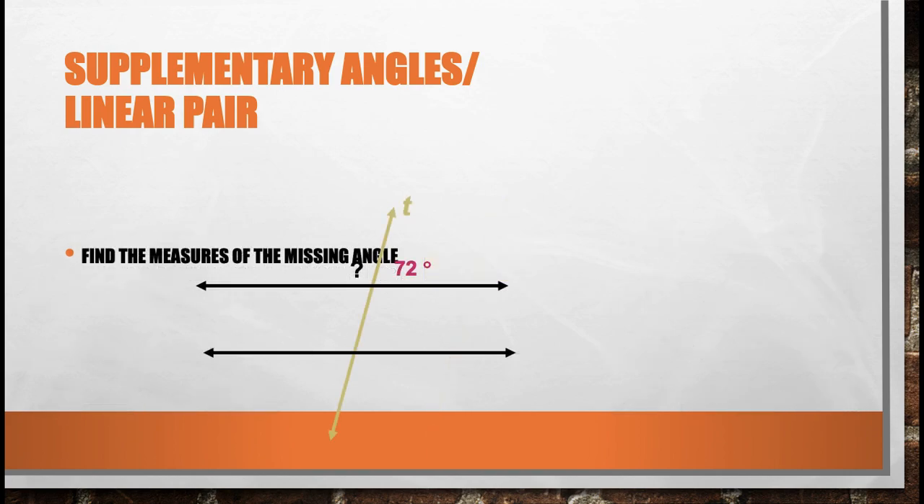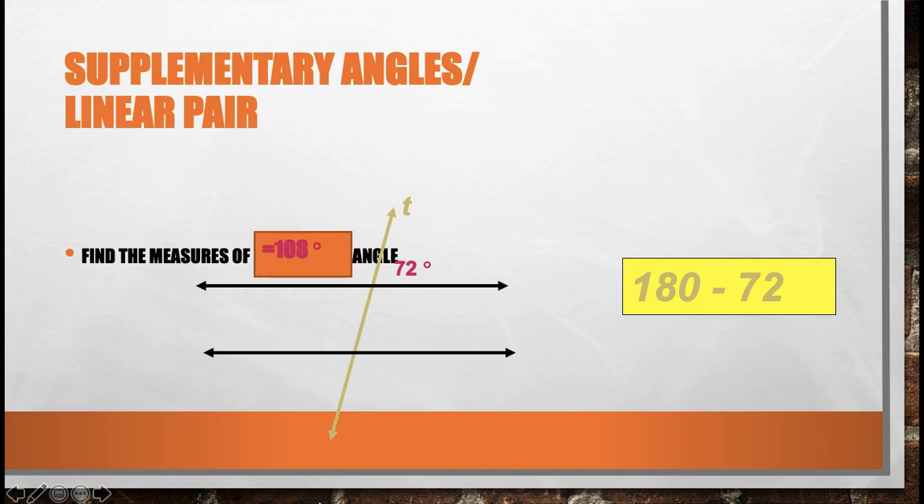Now find the measure of the missing angle. Can you see the question mark? How much is the missing angle? One angle is 72 degree, and this missing angle is lying on a straight line, so the sum is equal to 180 degree. So how much do you get? You will subtract from 180 because the angles on a straight line add up to 180 degree. So these two angles together add up to 180 degree. When you subtract 72 degree from 180 degree, 180 minus 72, you will get 108 degree.